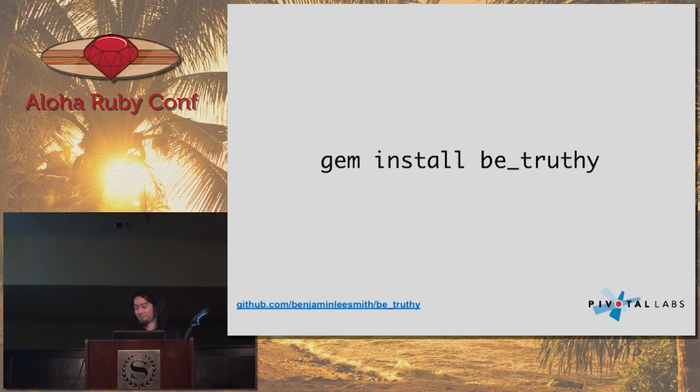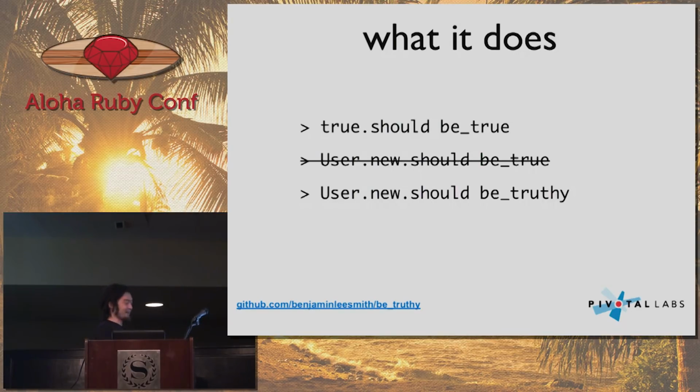So I wrote another gem. Be truthy. How much truth do you guys think this will have? So RSpec is great, but the matchers are kind of liars. When you say that should be true, it's not actually asserting that something is true or false. It's truthy or falsy. And that's kind of annoying to me, so I decided to write this RSpec matcher. So when you say true.should be true, that passes. But user.new should be true, that shouldn't pass. User.new should be truthy, that's what you want.